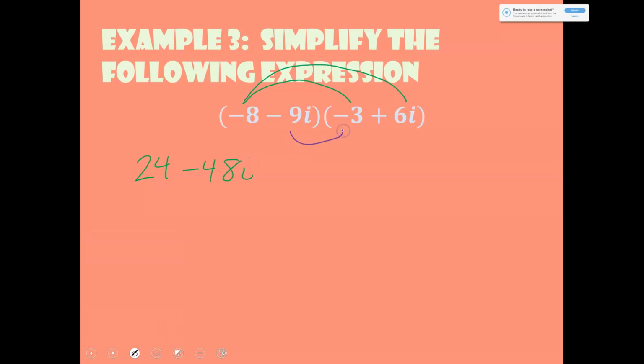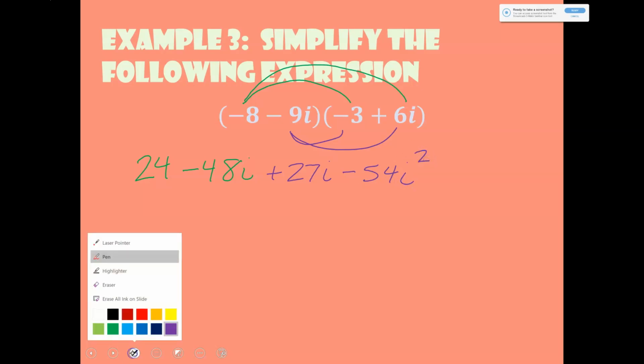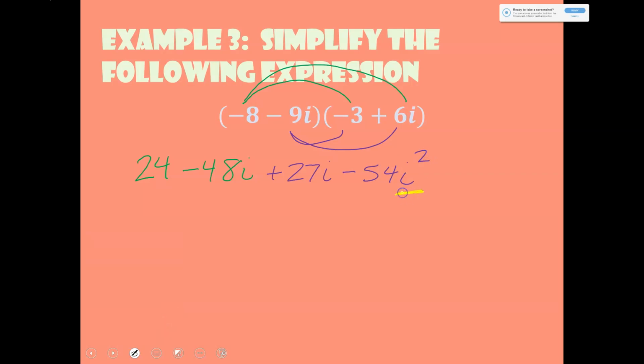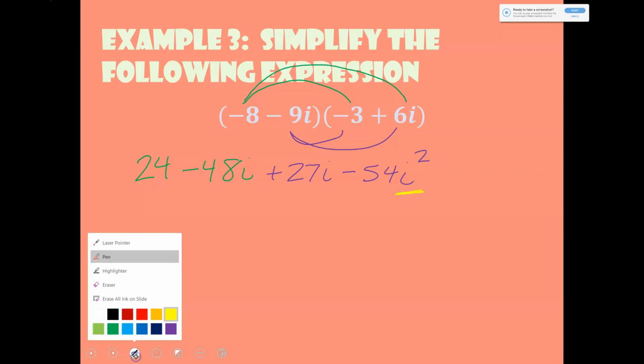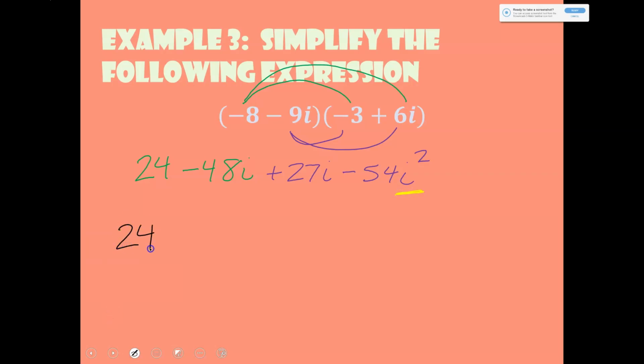Negative 9 times negative 3 is going to give us a positive 27i, because 9 had the I. And then we're going to say negative 9 times 6 is a negative 54, and then I times I is an I squared. We need to replace that I squared with a negative 1. So now we're going to have 24 minus 48i plus 27i minus 54 times negative 1.